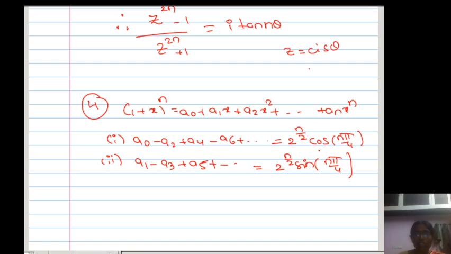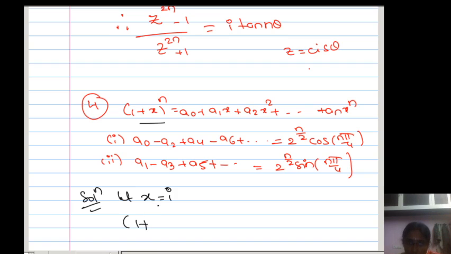This is your question. I am writing the question, the last question. So how to prove this? Let us see. Let x is equal to i. Let us take x is equal to i, our assumption. The condition given, 1 plus x whole power n, this LHS is equal to RHS, is already given.